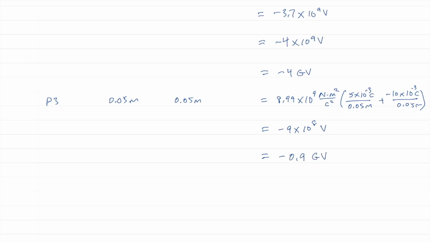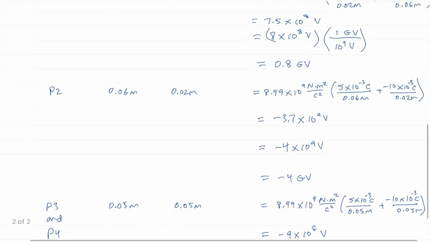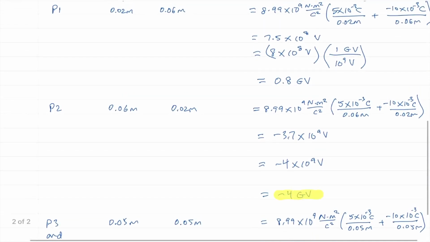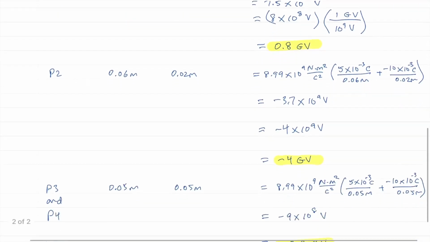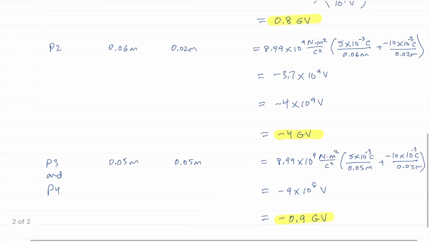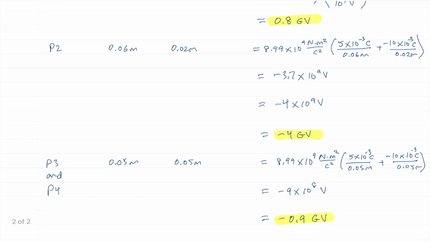And so those are our answers. Let's go back and just highlight them. Here's for P3, and P4. Both of those have the same potential. At point 2, it was minus 4 gigavolts, and at point 1, it was 0.8 gigavolts. So those are our three potentials at points 1, 2, and then at 3 and 4.